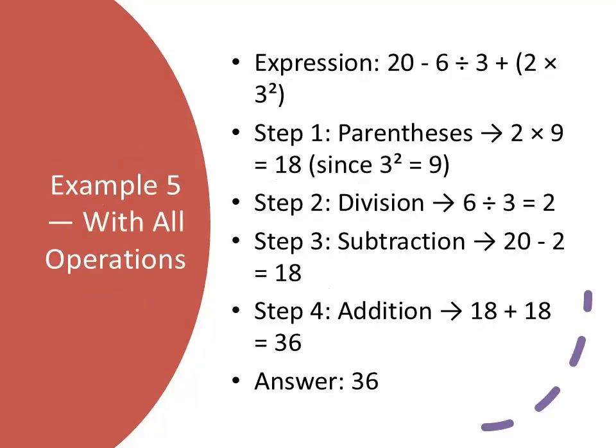Finally, a full example with all operations. Let's take it step by step. First, parentheses and exponents. 3 squared equals 9. Then, 2 times 9 is equal to 18. Now the expression is 20 minus 6 divided by 3 plus 18. Next, division. 6 divided by 3 is equal to 2. Now we have 20 minus 2 plus 18. Addition and subtraction happen left to right. 20 minus 2 is equal to 18. Finally, 18 plus 18 is equal to 36. So the correct answer is 36. Notice how following PEMDAS made this manageable. Just one step at a time.